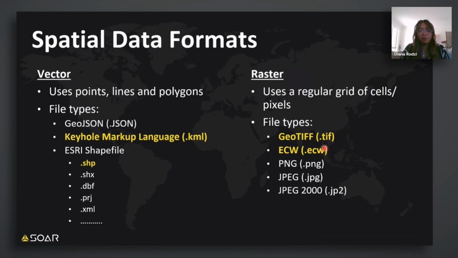Some other forms of raster data also include PNGs, JPEGs, and JPEG 2000s. So they don't necessarily have geolocation to them, but they are still a form of raster data, because you would know an image consists of pixels, and each pixel is trying to visualize something. So in essence, they are a form of raster data as well.